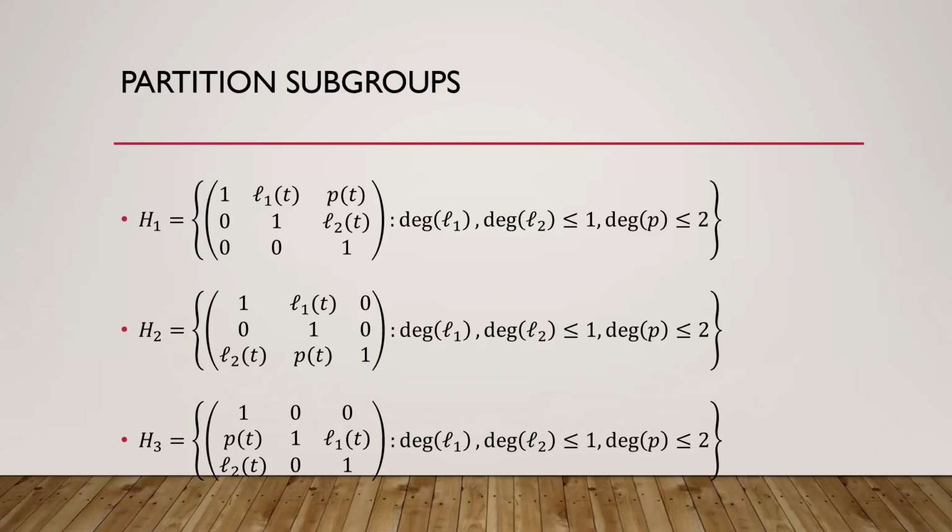And I want you to already observe that even though G has matrices with polynomials of degree m, which can be very large, these H's don't depend on m. Every matrix here is defined by two linear polynomials and a quadratic. So it's the same groups for different sets G.